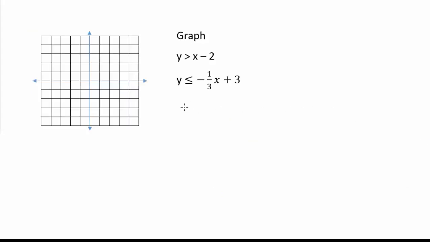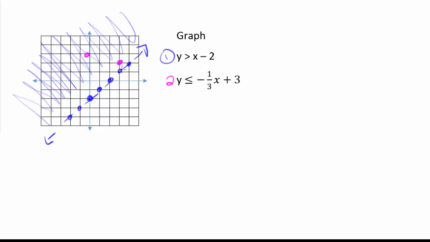Okay, on this one we don't have to solve for anything, all right? So the first one right here, we go down 2, and then we go up 1 over 1, up 1 over 1, up 1 over 1. Okay, and it's dashed again, and it's shaded above. And I'm just going to tell you guys, do one and then the other. Don't try to graph them both and then shade. It gets confusing.